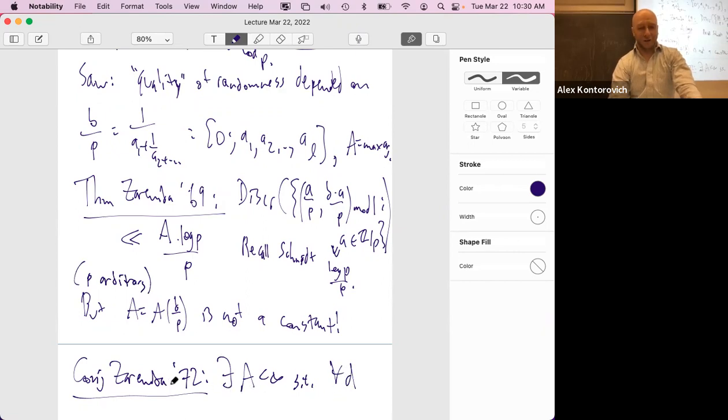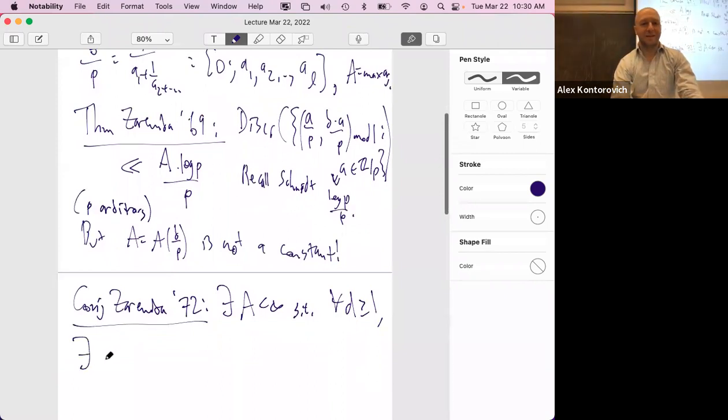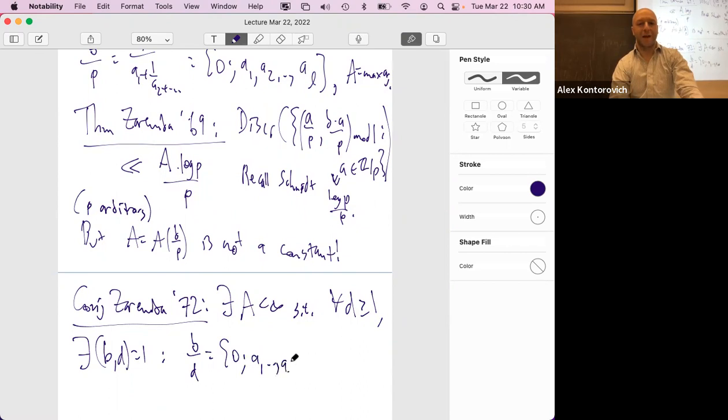So the conjecture is there is some constant value, A, so that for every denominator D, there exists B co-prime to it, such that the continued fraction of B over D is 0; A1 through AL, and all the partial quotients AJ are bounded by A.